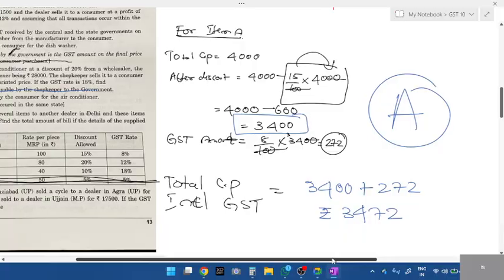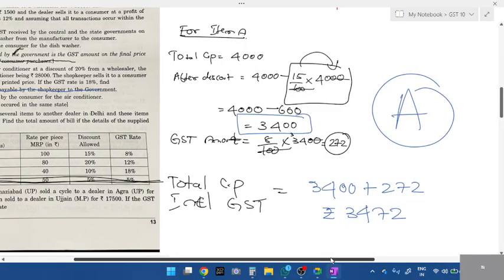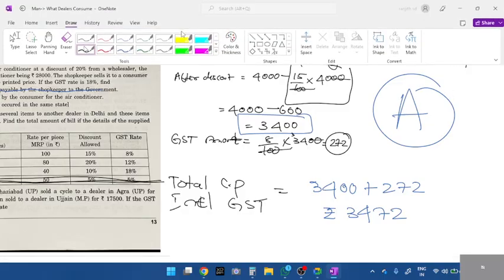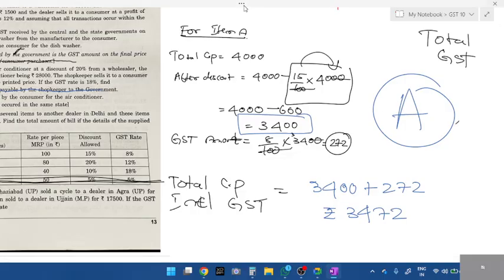So do one thing, make a note of this. B and C you can try later. Then they'll tell you to find the total GST. So for total GST, take A's GST, B, C and D. Complete one and then we will end the class. That's it. GST is done. Revision.